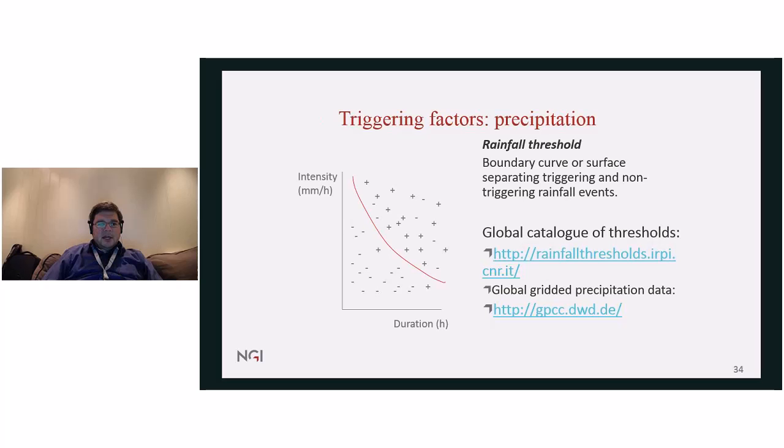Precipitation can be qualitatively described as some rainfall conditions, for example, given by a combination of rainfall intensity and duration, where events that trigger landslides are above a certain threshold, represented by this red line. These are represented by the plus symbols, but events that do not trigger landslides are represented by the minus signs here.